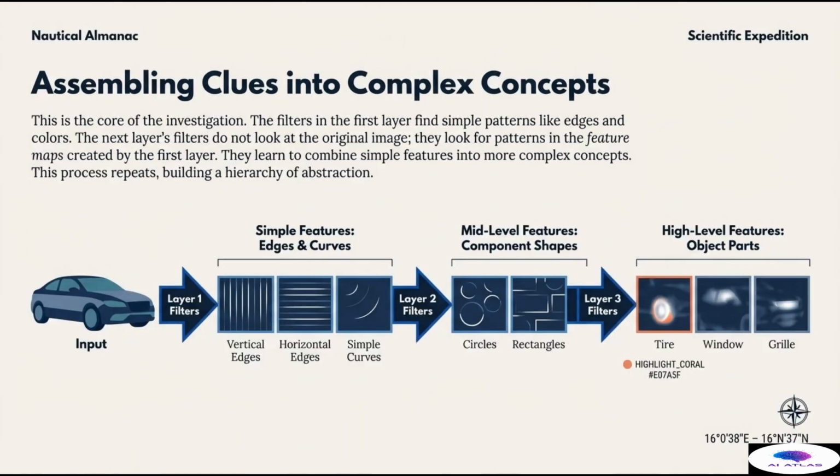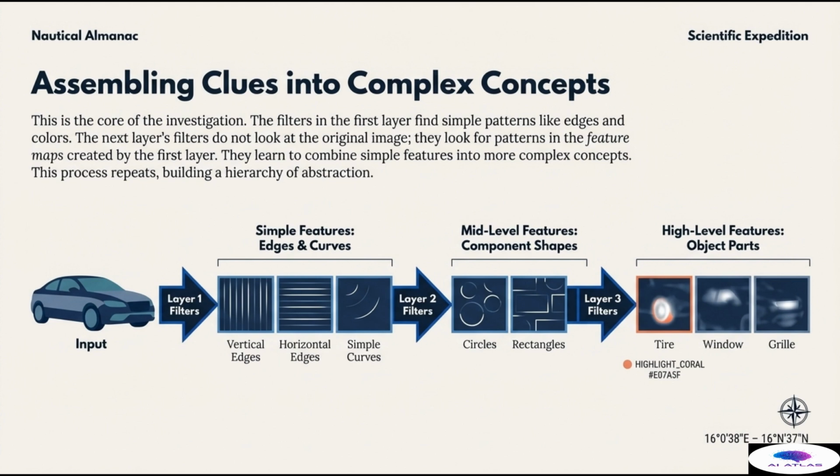Now we arrive at the core of the investigation, assembling these preliminary clues into sophisticated concepts. The power of the convolutional neural network lies in its hierarchical structure. Layer 1, as we've discussed, contains filters that look only at the raw input pixels and find simple features, like vertical edges, horizontal edges, and basic curves. The crucial insight is what happens next. The filters in Layer 2 do not look at the original image. Instead, they look for patterns within the feature maps created by Layer 1. They are trained to combine the simple feature outputs.